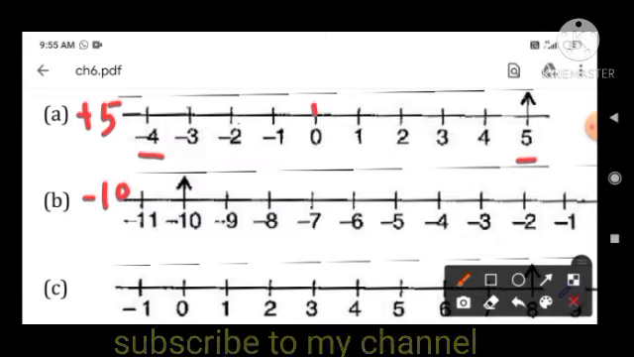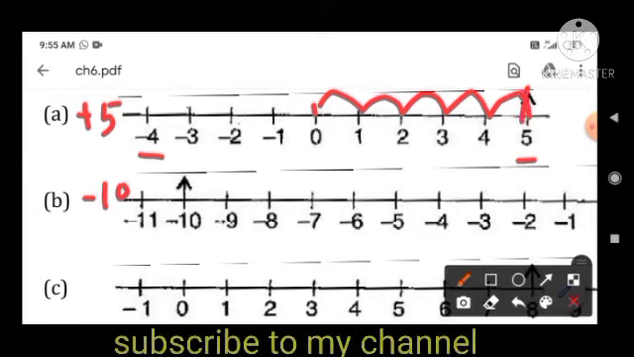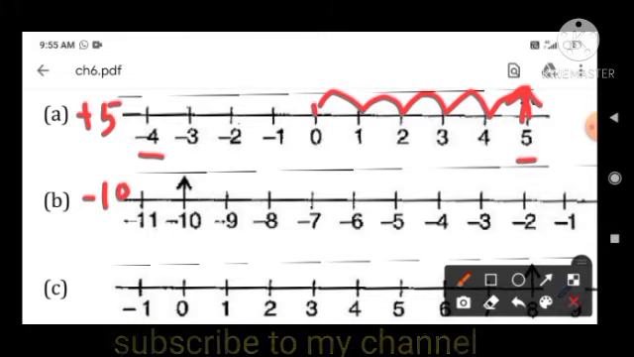So how many steps? 5 steps. 1, 2, 3, 4, 5. So this is our position, isn't it? This is our position. So hope you will draw it very nicely. Hope you have understood how to draw a number line and how to put the value.